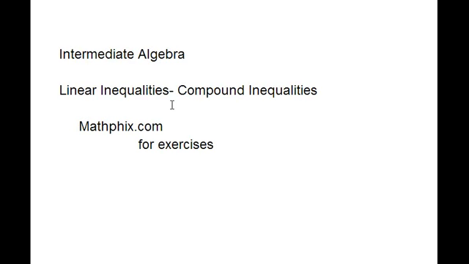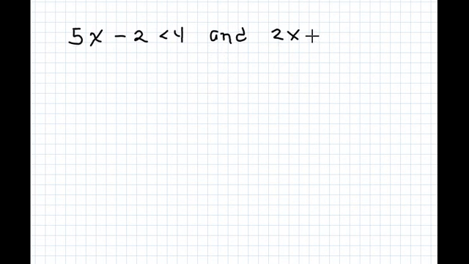We are working linear inequalities, and specifically compound inequalities, where and or has been introduced. All right, let's see what we got here. I got a good one right here for you. 5x minus 2 is less than 4, and 2x plus 7 is greater than 3.